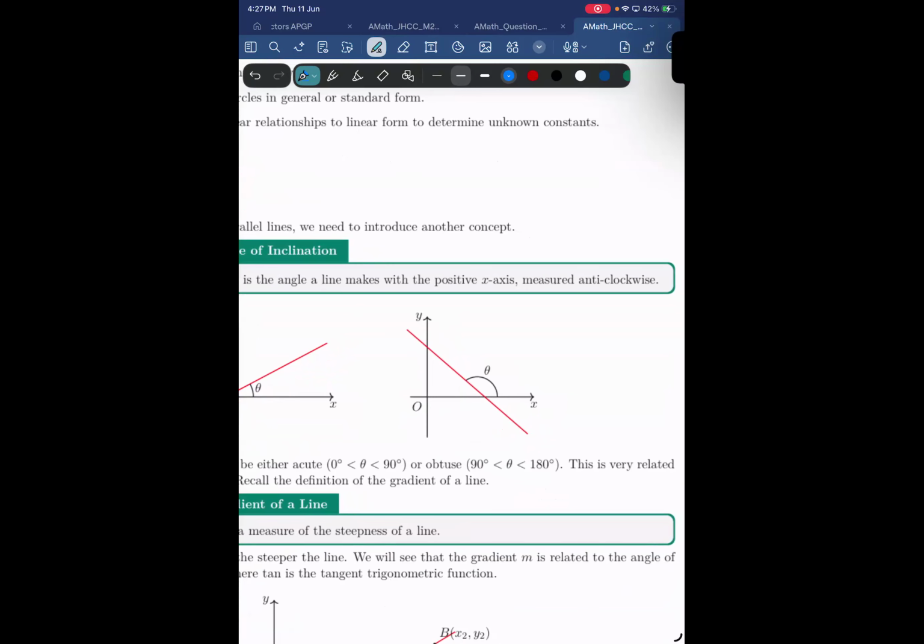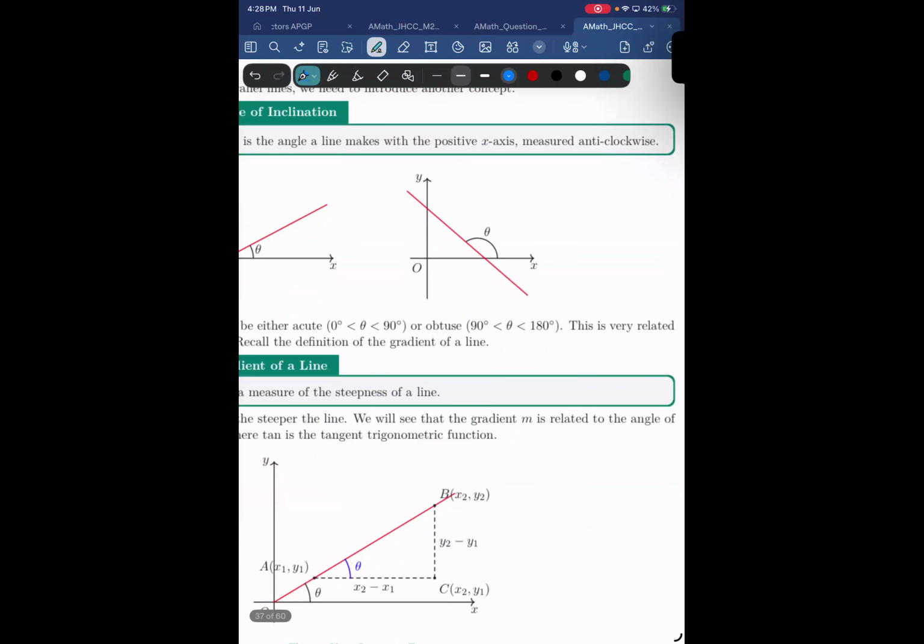Now we introduce the gradient of a line. This is a rigorous way to define it, but you all would more or less have an idea of how to calculate the gradient of a line from AMath. The gradient of a line is the rise divided by the run, or in other words, a measure of how steep a line is. So if your gradient is higher, the line is steeper. If it's positive, as your x increases, the y increases a lot. If your gradient is large and negative, as your x increases, your y decreases a lot.